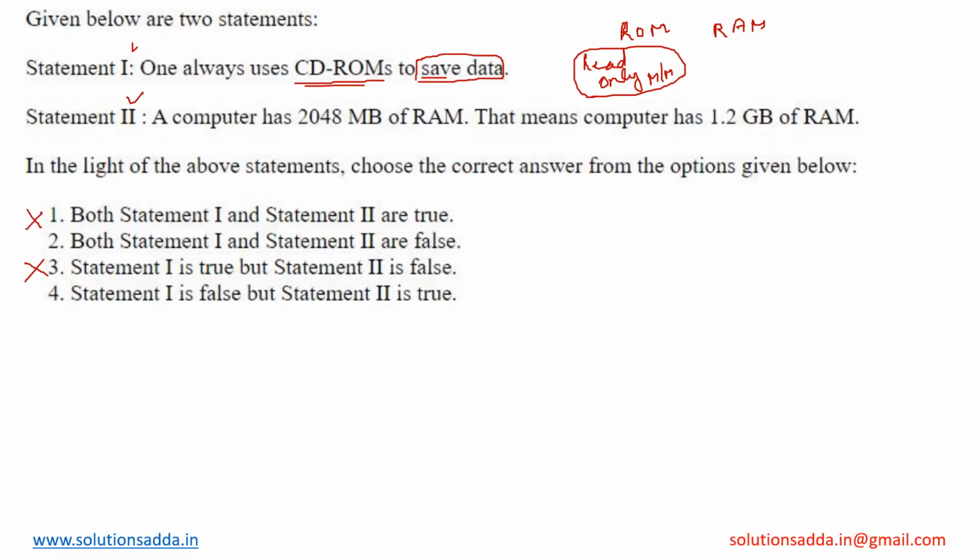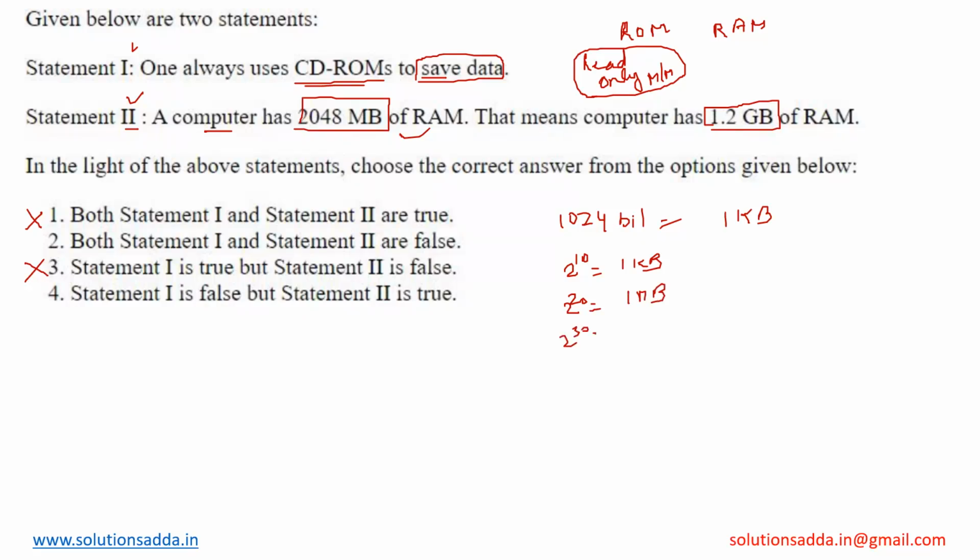Let's read the other statement. Statement 2 says a computer has 2048 MB of RAM, which means the computer has 1.2 GB of RAM. This is a conversion statement, about how to calculate the size of memory from MB to GB. In the memory hierarchy, 1024 bytes equals 1 KB, or we can say 2 raised to power 10 equals 1 KB, 2 raised to power 20 equals 1 MB, and 2 raised to power 30 equals 1 GB. Likewise, we can make the hierarchy of the memory sizes.